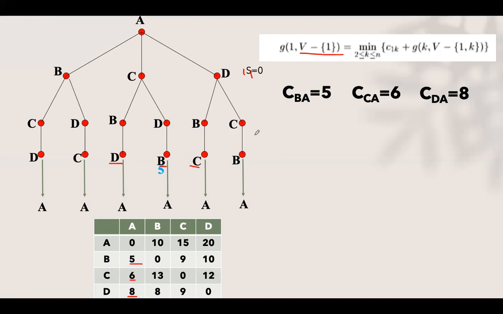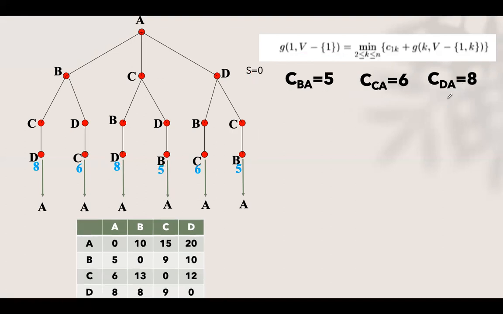So cost of B to A is 5. Write down. C to A is 6. D to A is 8. No need to write down, okay? Just for our reference, I'm writing here in the graph. You don't need this graph. You just can go according to the formula. Next vertex set S is equal to 1. So I have found out from B to A, C to A, and D to A.